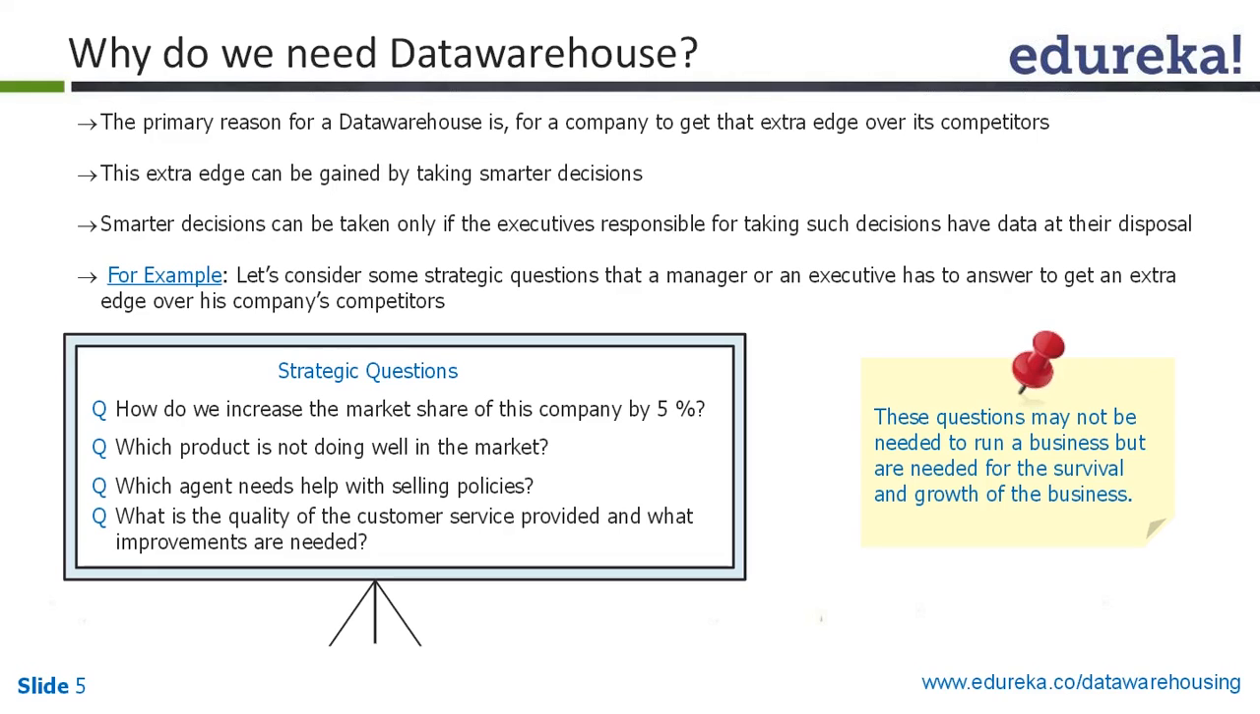So the primary reason for a data warehouse is for a company to get that extra edge. This extra edge can be gained by taking smarter decisions in a timely manner. Smarter decisions can be taken only if the executives responsible for such decisions have data at their disposal. There was a time when experience-based decision making was much more prevalent. We are moving from that era into one where fact-based decisions have gained importance in our life. So data is very essential.